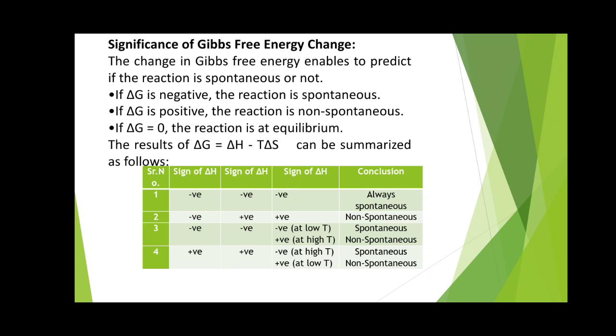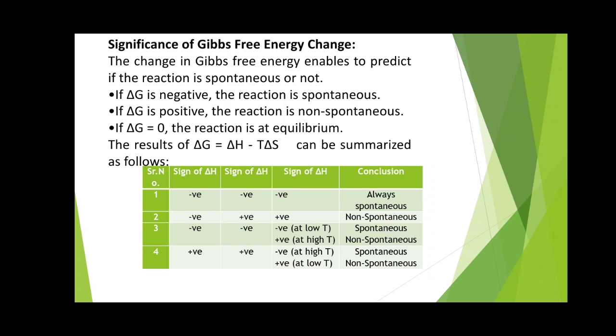Also, these are extensive properties. That means delta G, delta H and delta S depend on the amount of substance. Those properties of a substance which depend on the amount are called extensive properties.